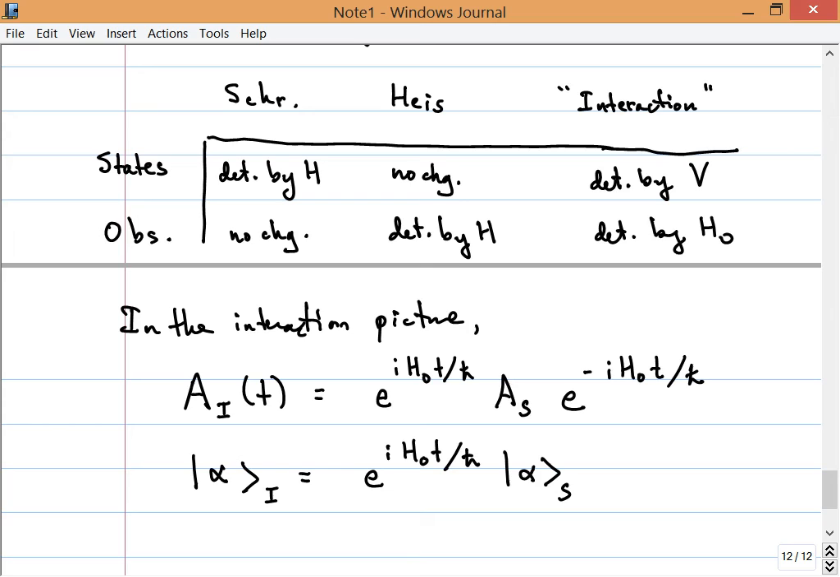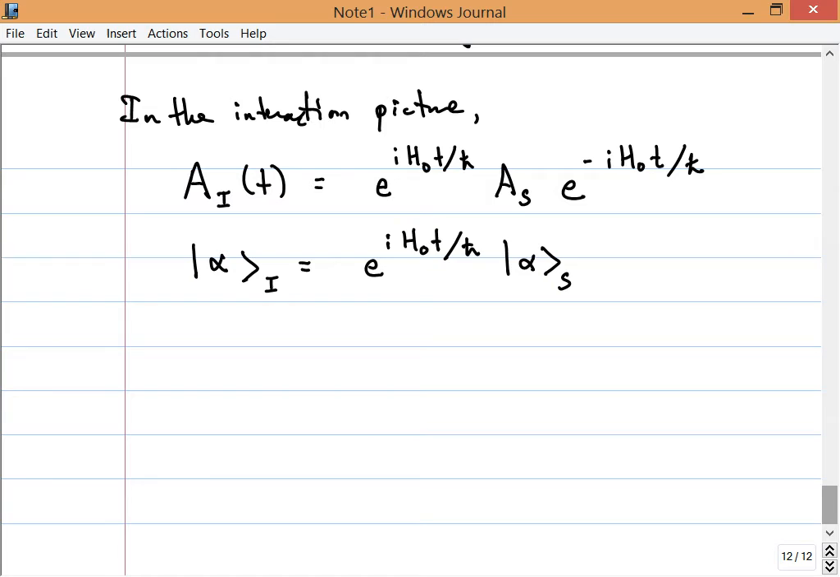Yes? Wait, how does this come back to the Heisenberg picture? So remember that the Heisenberg picture is the one where we take states to be time independent and operators to evolve in time by conjugation. So in the Heisenberg picture, how does alpha sub s evolve in time? It evolves according to the Schrodinger equation, meaning that it's acted on by the unitary time evolution operator e to the minus i h naught t divided by h bar as a function of time, which will cancel that factor here. Let me write this out, work out this in a little bit more detail, which I think will make this a bit clearer.